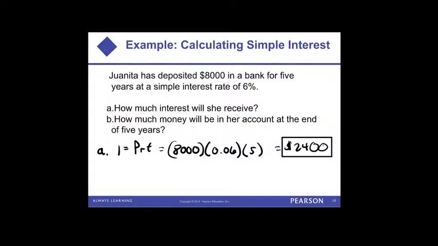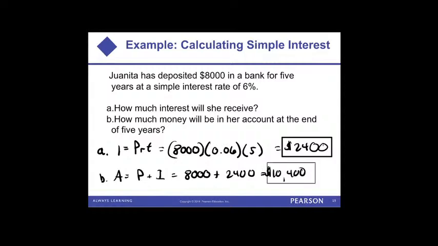So for the future balance, or the future amount, that's going to be her starting amount plus the interest earned, right? So that's going to be the 8,000 plus the 2,400 earned. It's going to be 10,400. So we just took that result and added it to her starting amount. That's if she just lets it sit for 5 years. Okay, I think we're good on both of those. 2,400, 10,400.